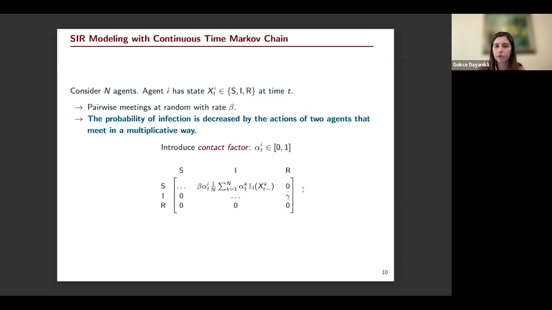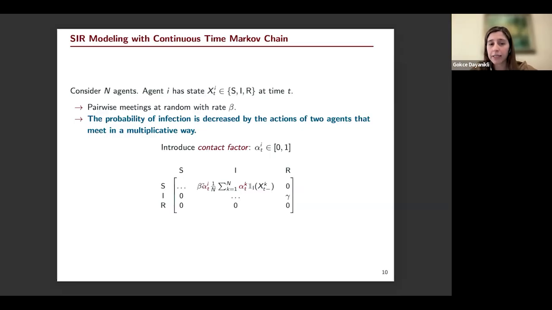You can think of it as a socialization level. It is between 0 and 1, continuous. If it is 1, it is the regular normal level of socialization or contact level. But if it is less, basically the people are being more cautious and they are restricting their behavior more. So for example, if it is 0.5, you can think of it like people are wearing masks when they are interacting, something like that. In that case, we can change this continuous time Markov chain as follows.